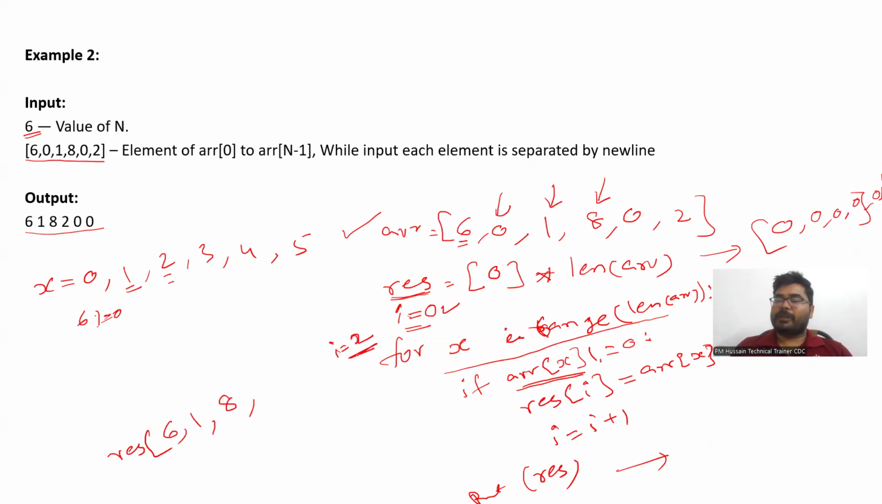Next I will become 3. Next it will go to the other element. So now this element is 0, so it will not add, and then it will go to the other element. As it is not 0, it will add it to the resultant array at index 3. At index 3 it will be added.